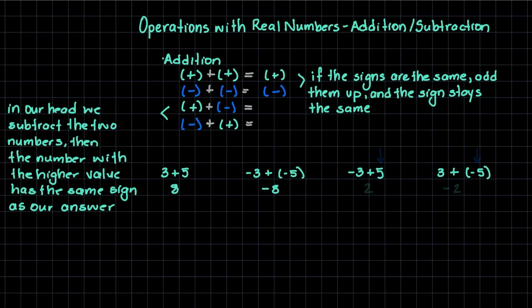Negative 3 plus 5. The signs are not the same. One is negative, one is positive. In my head, I subtract. 5 minus 3 is 2. Then I go back. Who was the bigger value? 5 is bigger than 3, and it's positive, so my answer is positive. 3 plus negative 5. The signs are different. One is positive, one is negative. So in my head, I subtract. 5 minus 3 is 2. Who's the bigger value? 5 is bigger than 3, so my answer is negative.